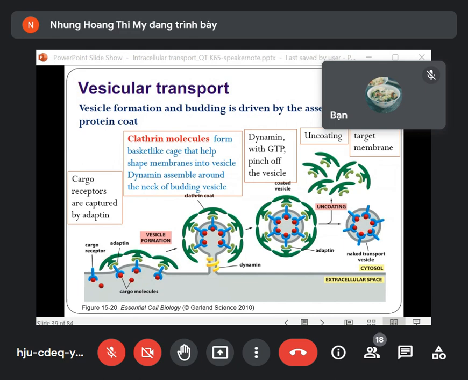So that is the right answer for this question. I don't know if any of you chose this answer, but that is the correct one.